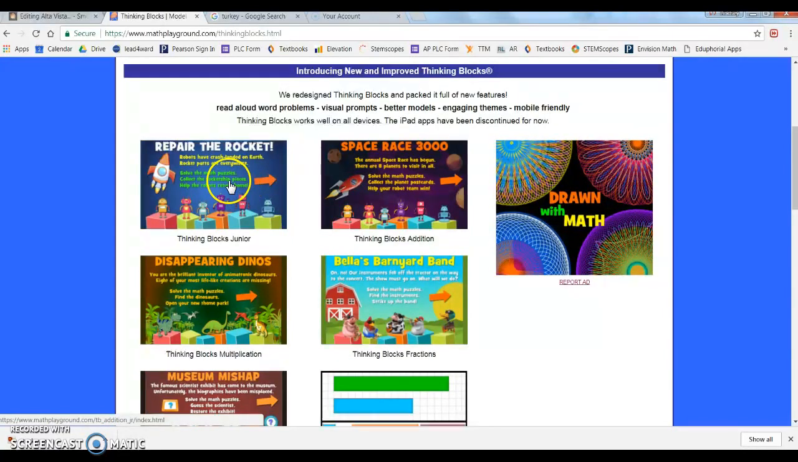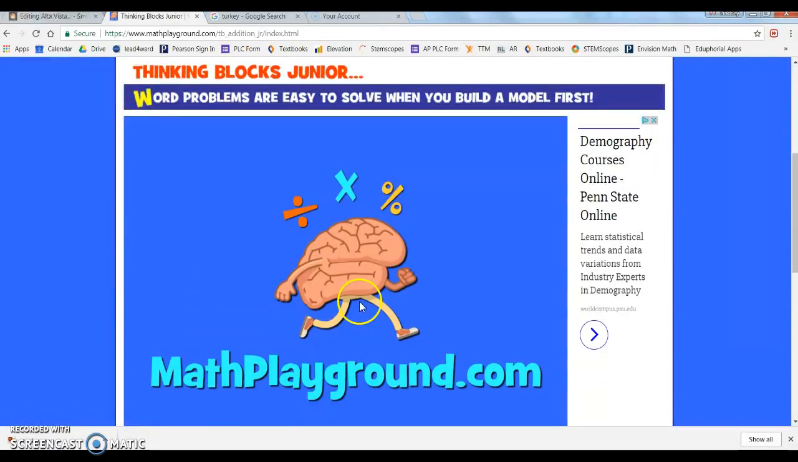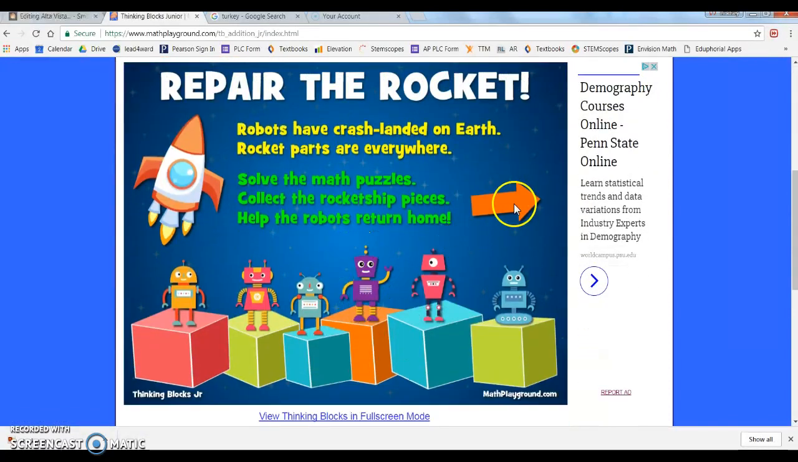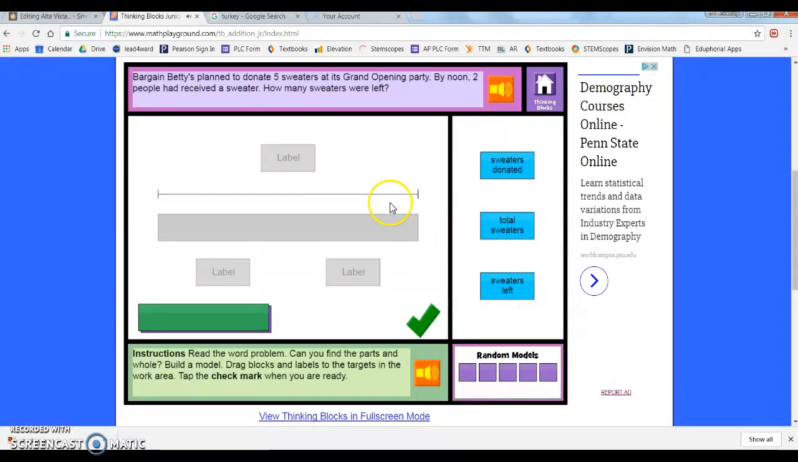So I'm going to click on the junior. And I'm going to go through one of these. There's different types of problems you can practice. I'm just going to do random models. So here's our question, and it's going to read it to us if we click on this volume button or speaker button. Mark and Betty plan to donate 5 sweaters at its grand opening party. By noon, people have received the sweaters. How many sweaters were left?